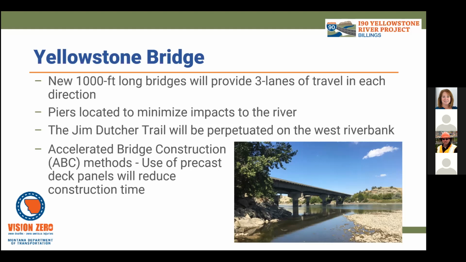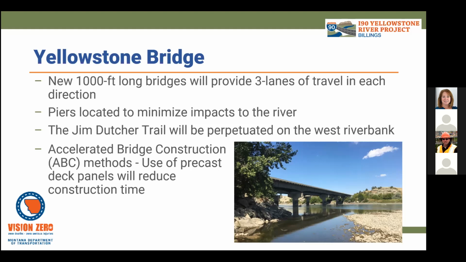Another thing to point out about the structure is that right now the Jim Dutcher Trail extends along the west riverbank and goes underneath the bridges, and we'll be perpetuating that with this project. We'll actually need to reconstruct that trail with this project, but when it's all said and done, we're going to put it back in about the same location.